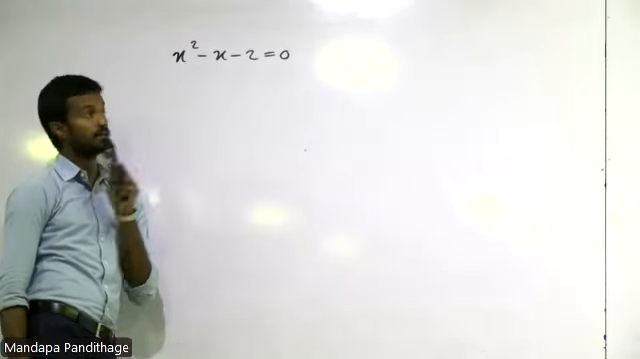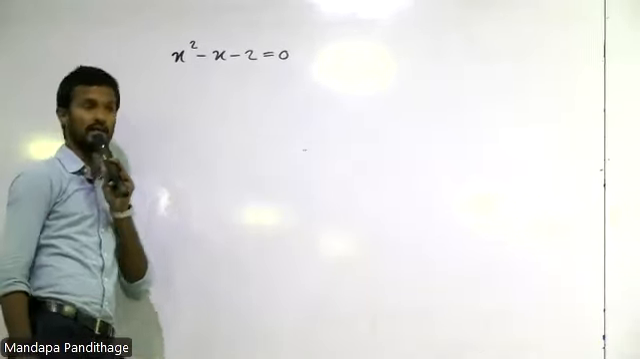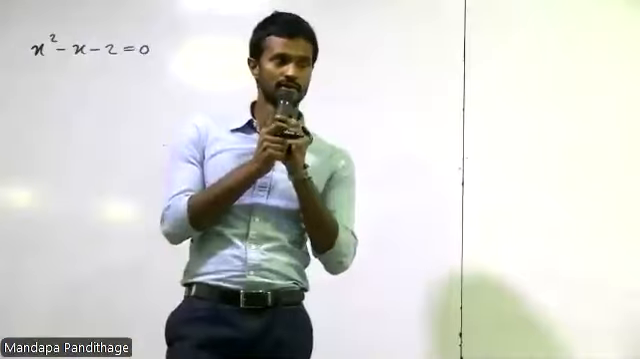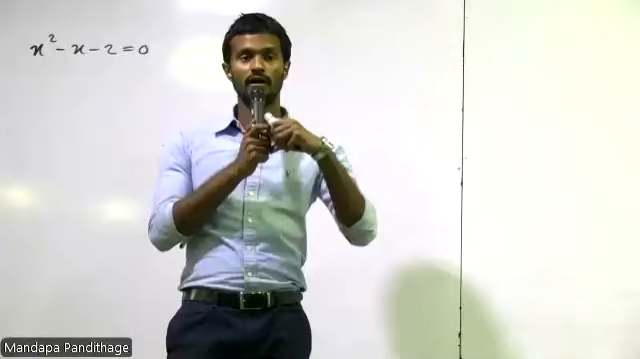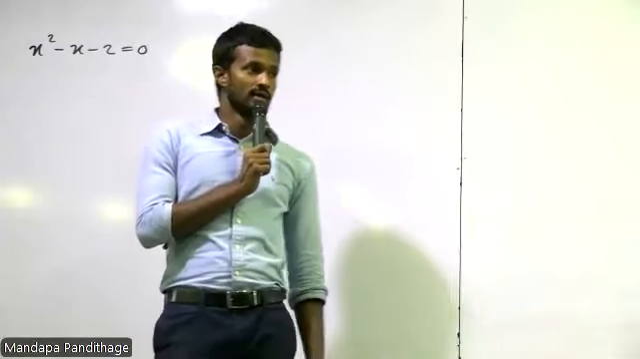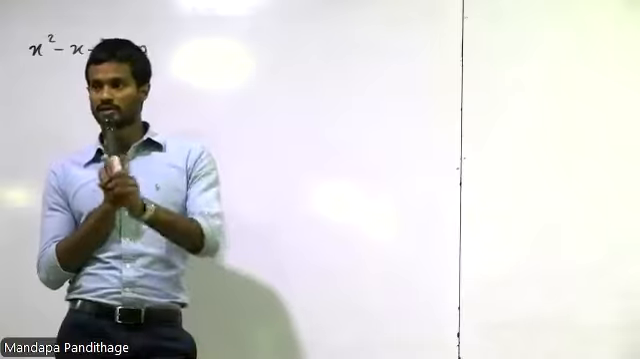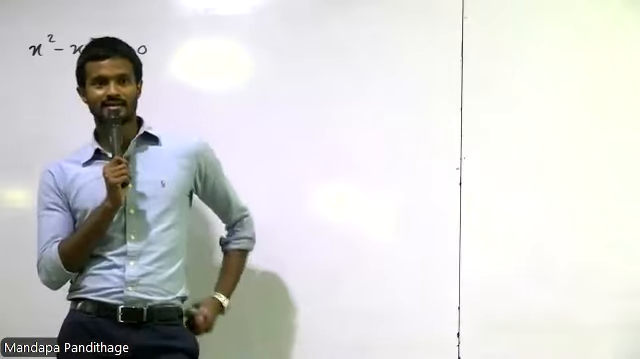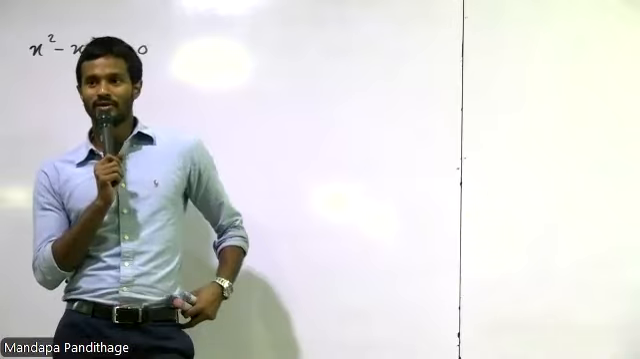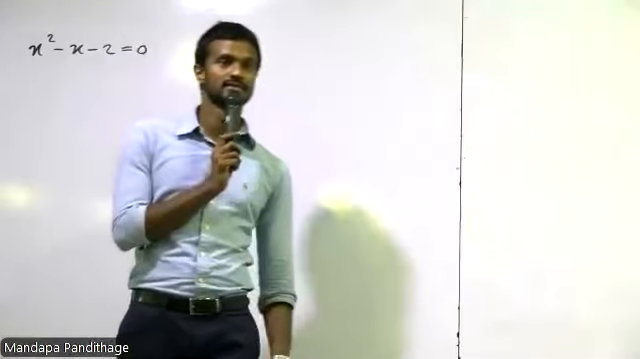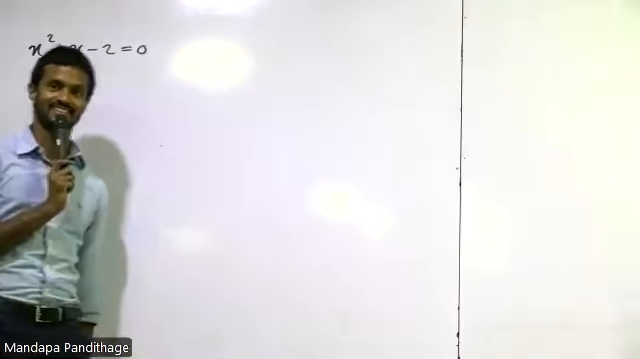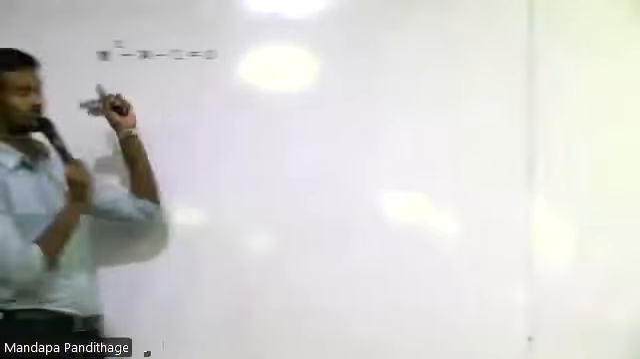So, if you are supposed to solve this quadratic equation, tell me how many methods did you use in O levels? Hands up if you can remember at least one method to solve this. Okay, two methods? Few. Three methods? Four methods? Okay, so only three methods. So what are the three methods?